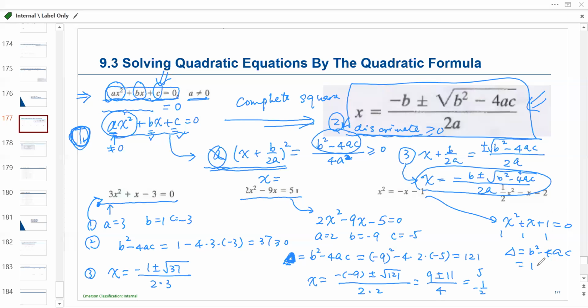So you get 1/4, 1, 1. So you get a negative value, less than 0. So it means no solution for this quadratic equation, right? All right. So pretty quickly we're understanding this part, right? Does anyone have questions here?